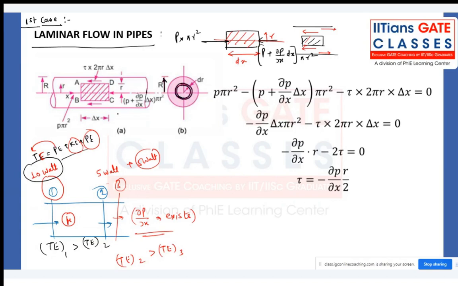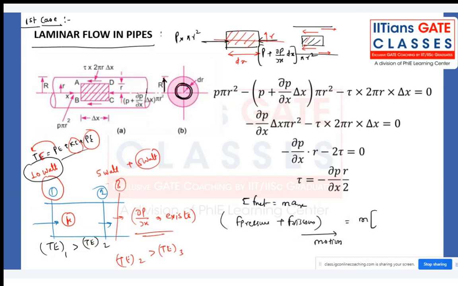This particular elemental area of dr thickness. Now you can balance net force, that is equal to mass into acceleration. And net force, you know that pressure force plus viscous force in the direction of motion. What is my direction of motion? Like this. That is equal to mass into acceleration. Acceleration in which direction? X direction.